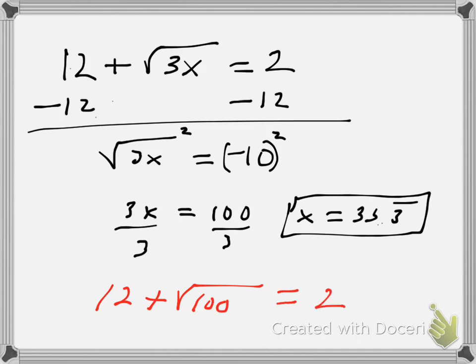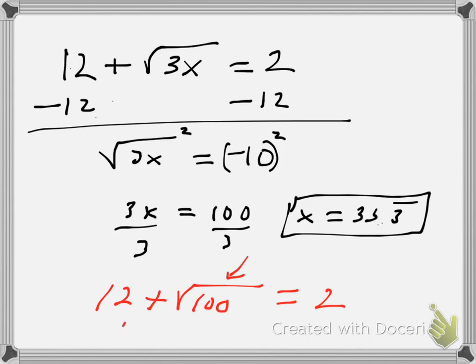Now, when we do these, all we're taking right here is the positive value. With this one right here, we're always going to take only the primary square root. So we're not going to take the negative square root. When we do these, we're only taking the primary square root when we check our answer.